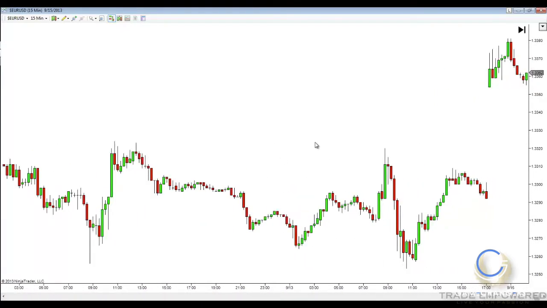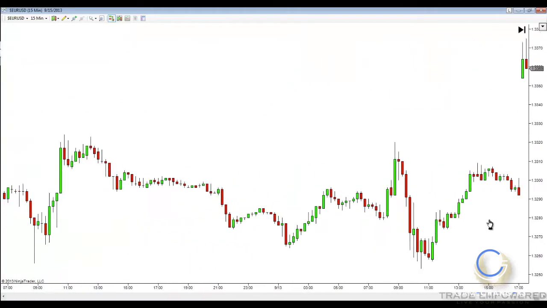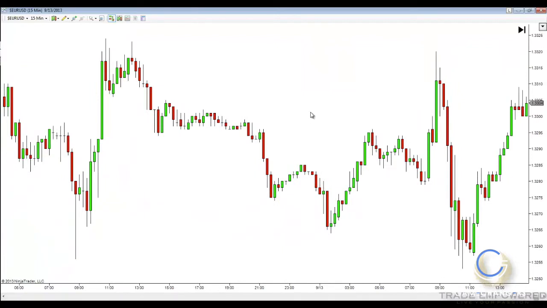No, yep, looks like a bat. Maybe not the best looking one. Let me go back. All right, let's see if this one works. We have our initial impulse leg or anchor leg, swing high to swing low. It's a little choppy in here, but you can see this is still the same move. So we have our X to A.